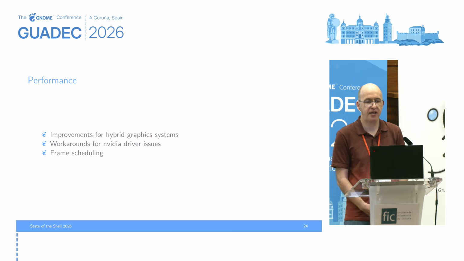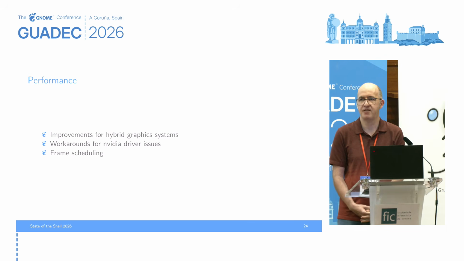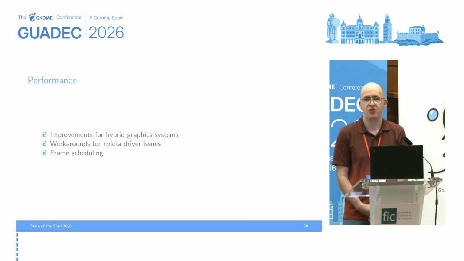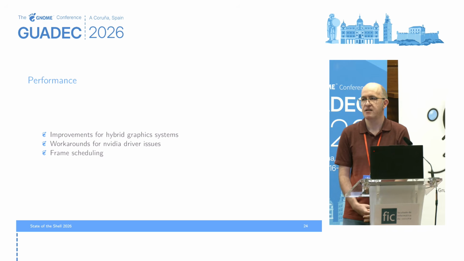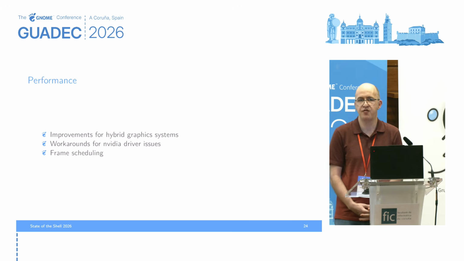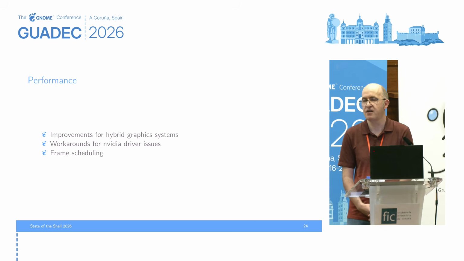And frame scheduling. Those who know me well know that this is a topic that's dear to my heart. So I'm going to try to provide also a little background why this is important. You might wonder, why does Mutter even need to schedule frames in the future? Why can't it just start working on the next frame as soon as possible?